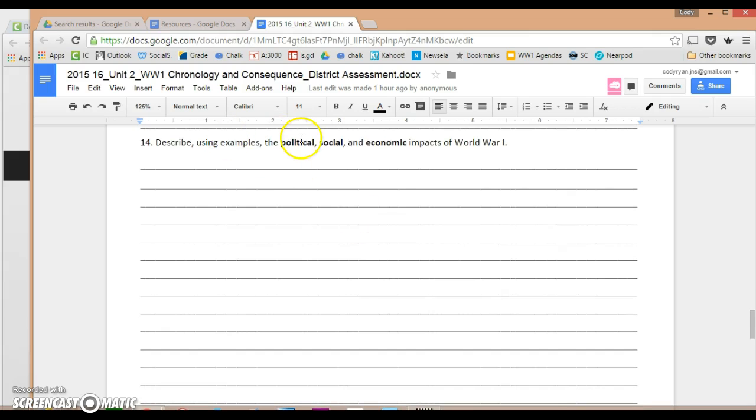And for number 14, you need a political impact, a social impact, and an economic impact. So I'd even write political, social, economic. Tell me what happened. Political, something that happened with laws or government. Social, something that happened to people and affected their daily lives or their patterns or their culture. Economic, how did that deal with businesses or money or rich or poor?